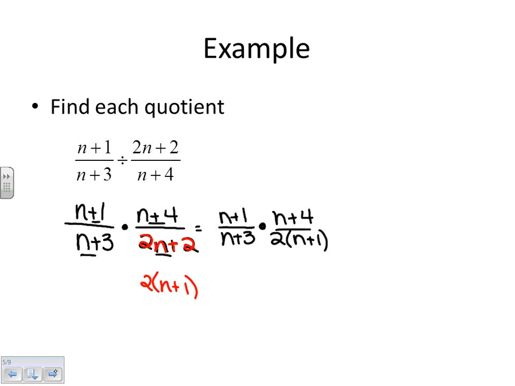All right, now we're going to cross simplify here. So we've got an n plus 1 here, and we've got an n plus 1 here. If you don't like it across this multiplication sign here, we can write this all as 1 like we had from our lesson yesterday.